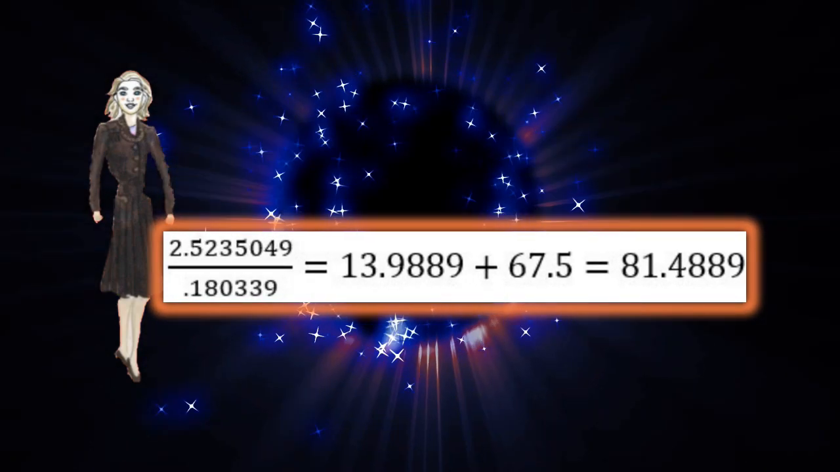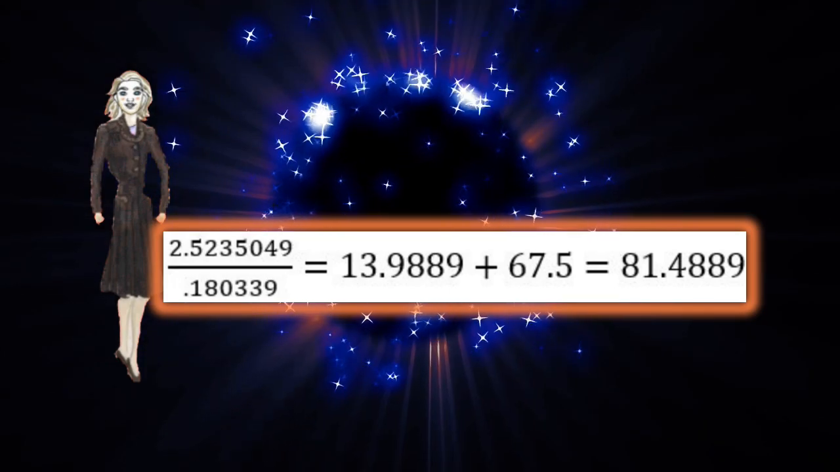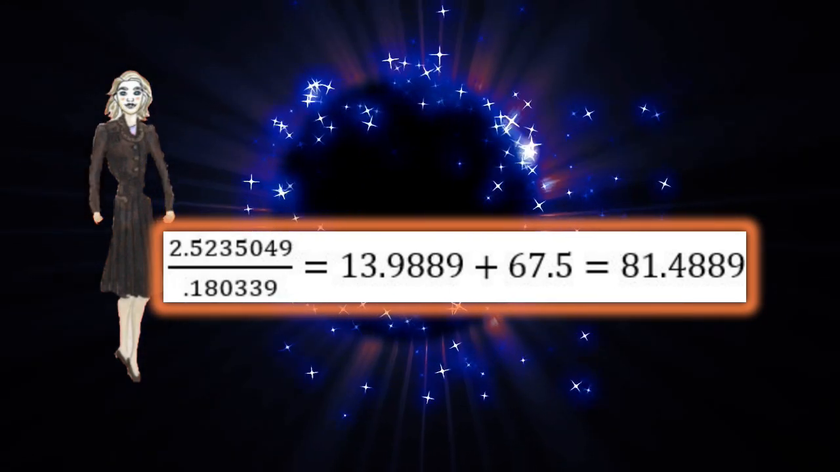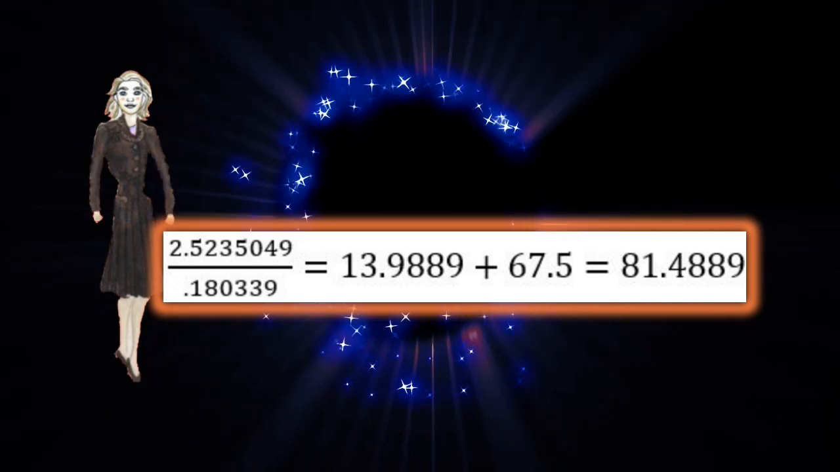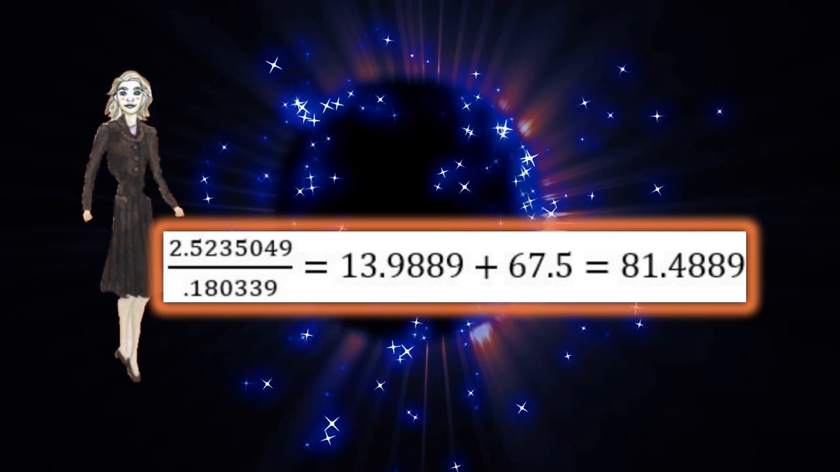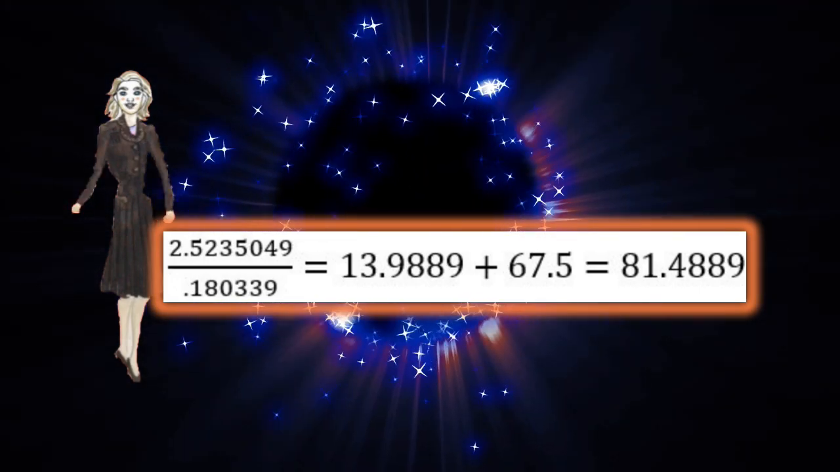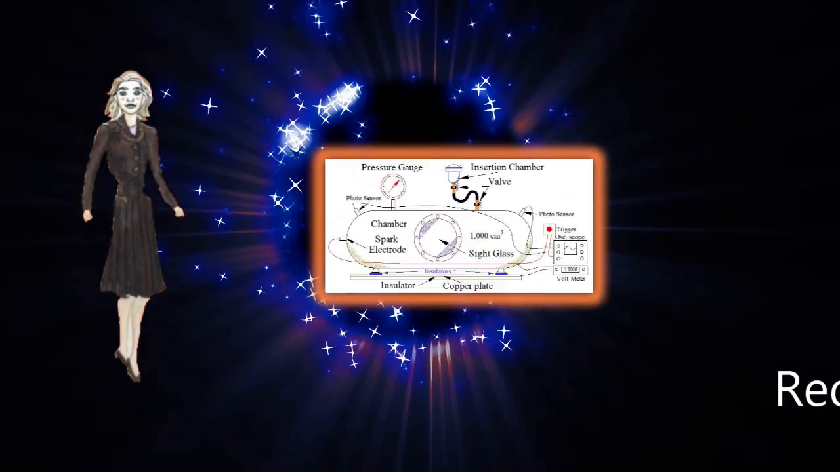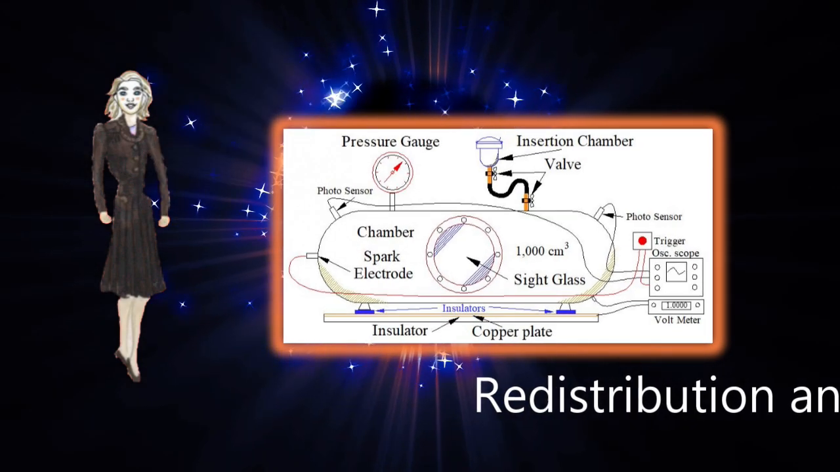2.5235049 divided by 0.1803939 equals 13.9889 plus 67.5 equals 81.4889 degrees. This checks back to our temperature, just after the reaction of 81.513 degrees Fahrenheit. This is just a redistribution of heat by the change in mass, and to verify that it ended in vacuum.